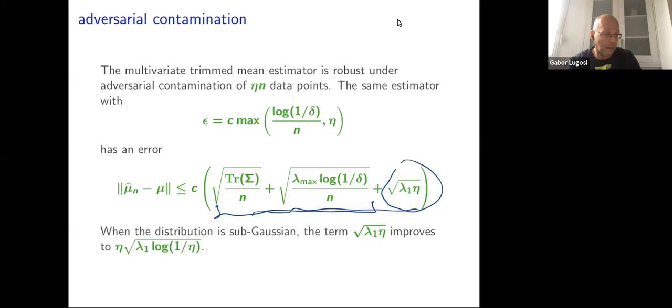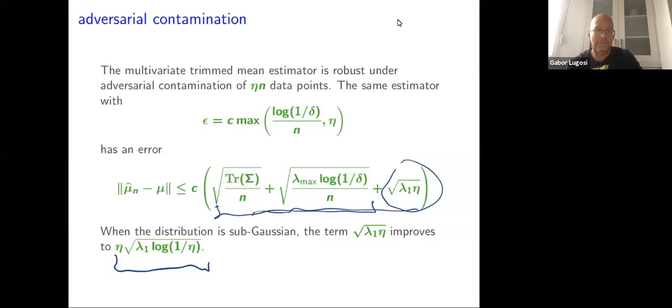Now again, if the distribution is nice, for example sub-Gaussian, then this term, square root of lambda eta, can be replaced by something better that has a better dependence on eta. You can go down almost all the way to eta. Okay. And again, the same proof goes through. The adversarial contamination doesn't bother the trimmed mean estimator.